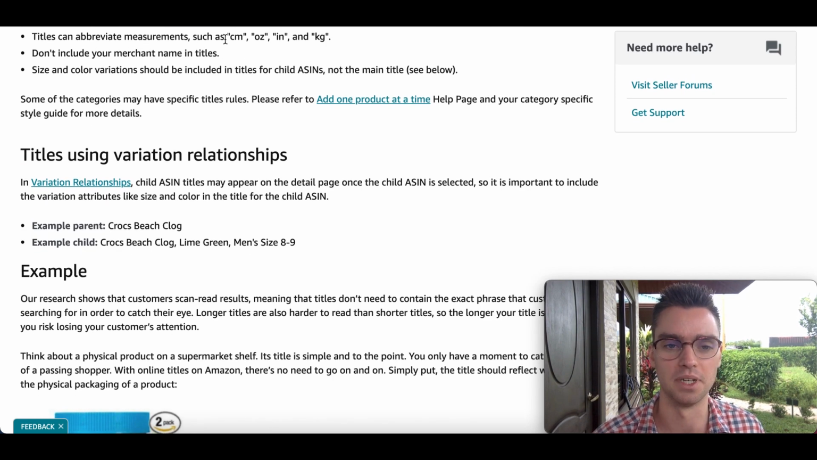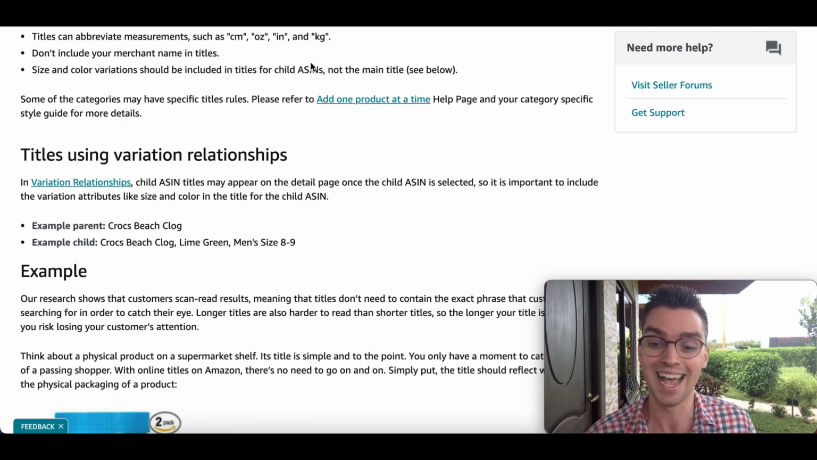Titles can abbreviate measurements such as centimeter, ounces, inches, etc. Again, I like to have both the abbreviation and the fully spelled out measurement somewhere, not necessarily in my title, but somewhere in my listing. So maybe my title will have OZ, and somewhere else in my listing, either my back end or in my bullet points, I'll have ounce or ounces written out fully.